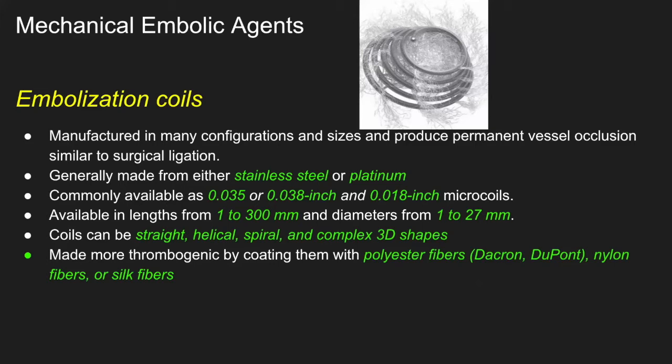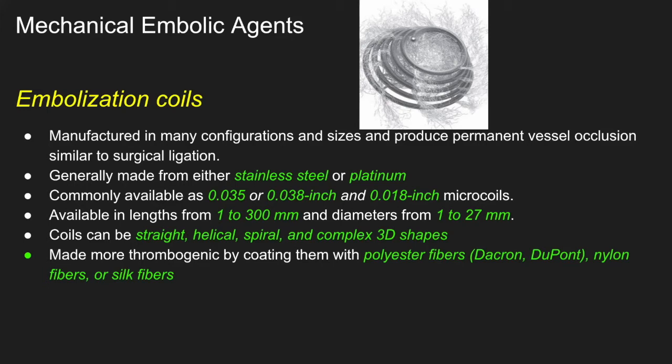Coils are manufactured in many configurations and sizes, and produce permanent vessel occlusion similar to surgical ligation. Generally made from either stainless steel or platinum. Those made of platinum are good because they are very malleable, but they are very expensive. So most of us prefer to use the stainless steel coils. They're commonly available in 035, 038 inch, and 018 as microcoils. And they're available in a length of 1 to 300 millimeter and diameter of 1 to 27 millimeter.